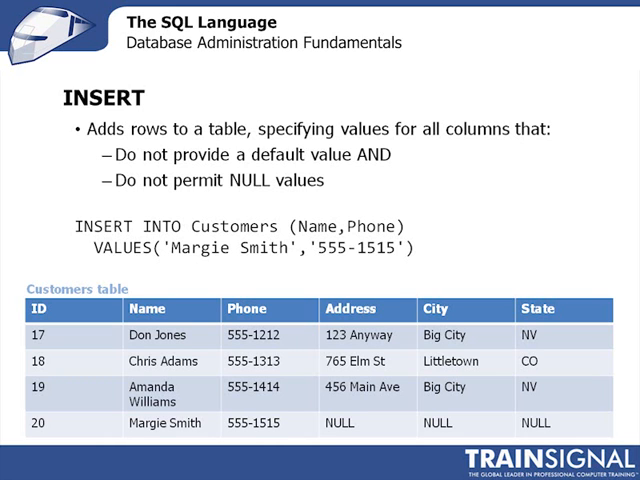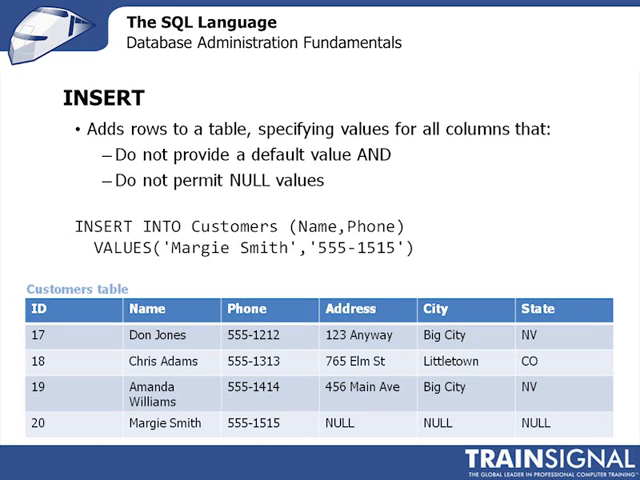Okay, now we need to tell it what columns we're inserting. We're going to insert the name and the phone columns. And the values we're going to put into those are Margie Smith for the name and 5551515 for the phone. The values are listed in the same order as the column names, so it's very important that those match up.